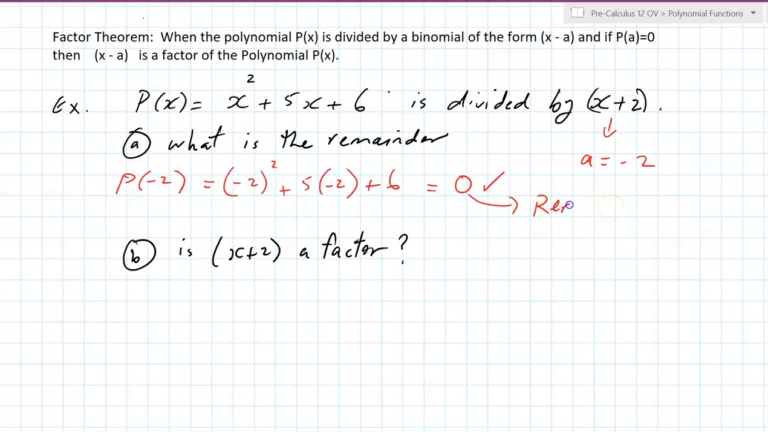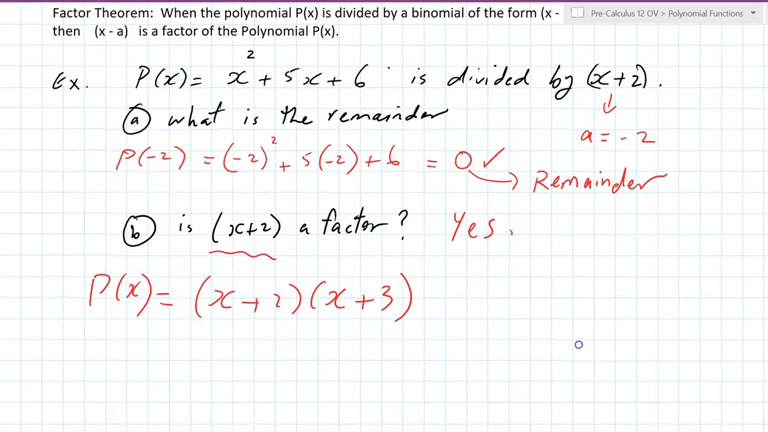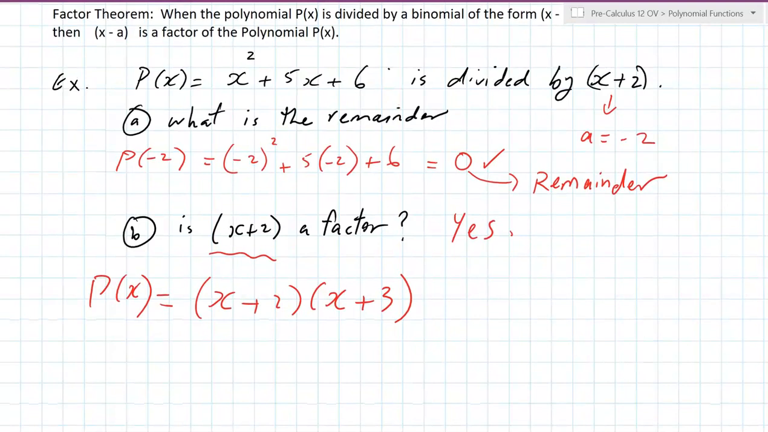So the remainder is 0, and that means yes, x plus 2 is a factor, and we know that because we can factor the p of x. This is just a trinomial that is factorable fully, and these are the factors of that p of x. Sure, x plus 2 is a factor. So that is the factor theorem, and you can apply it every time. As long as you get the remainder of 0, that divisor is a factor. If it's not 0, then that is not a factor.